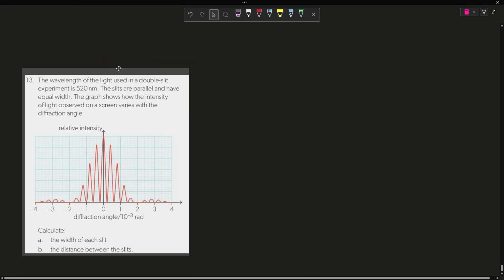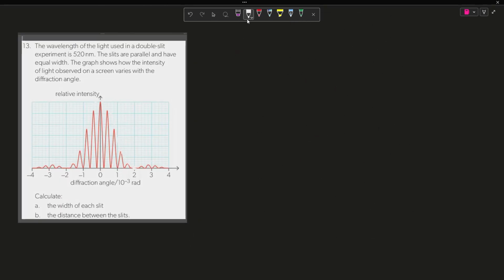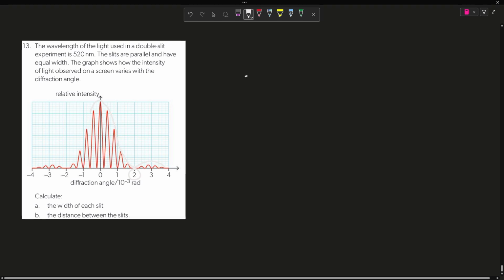So for part B, we have to do like before, the distance between the slits. So you need to use the double slit part for this one. So if you count the maximums, then this is the first one, second one, third, fourth, 2, 3, 4, 5. But this one is actually the first one. So 2, 3, 4, 5. And it's supposed to be on the fifth one.